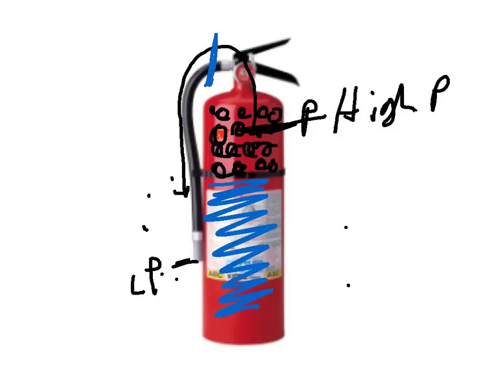What they do is they put this tube, which actually goes all the way down into this chemical that is going to be released. And so when you open the nozzle right here, the high pressure here pushes down on the liquid and forces it out here, and then it comes out this way. So a fire extinguisher works that way.